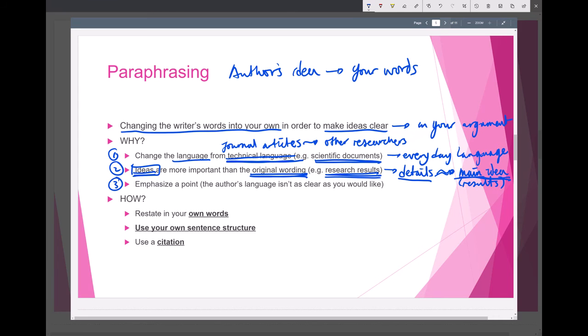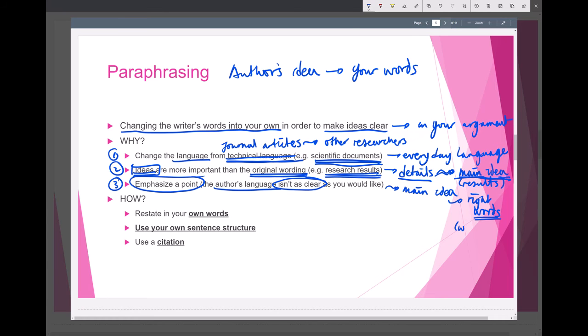And the last one, sometimes, especially with scientific documents and you're trying to argue using those facts, the author's language isn't as clear as you'd like. So maybe you need to translate the author's language to build or emphasize a point. Again, you want to capture the main idea. And this is where, instead of using a quote where every word matters, sometimes authors say too much. So you want to use the right words.